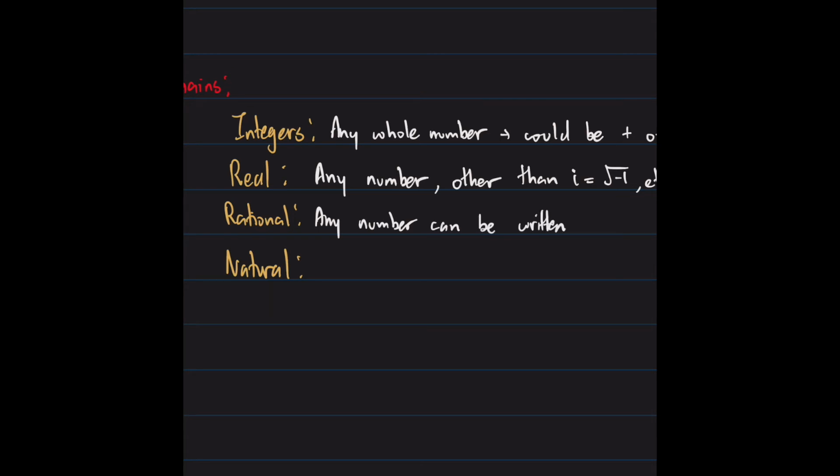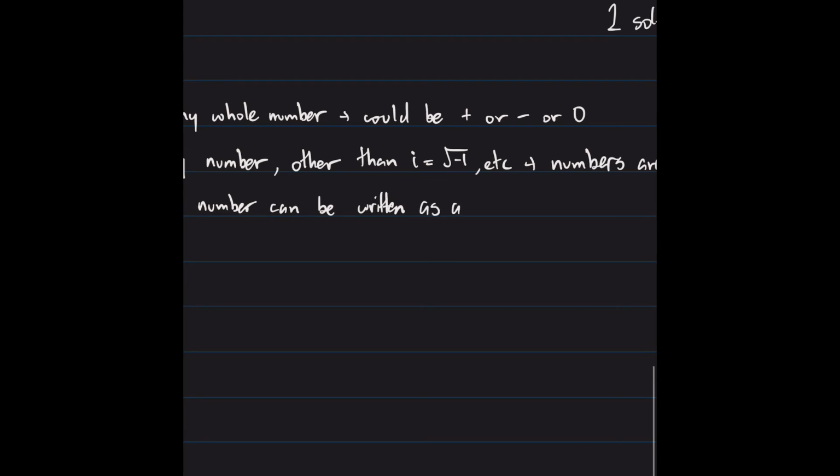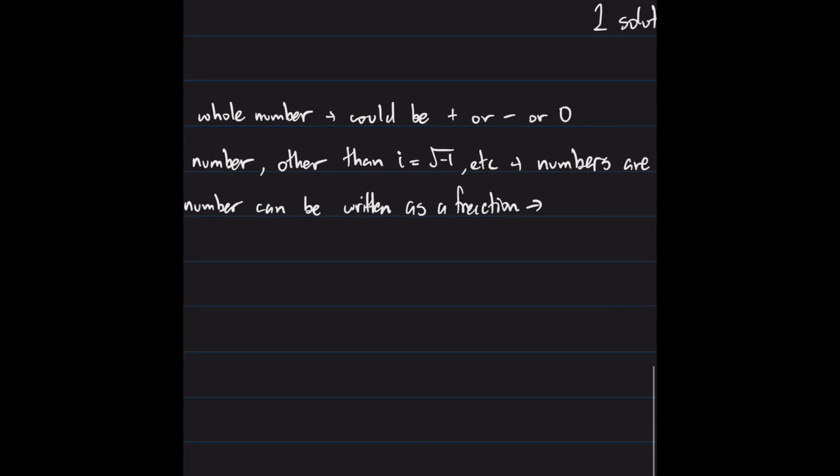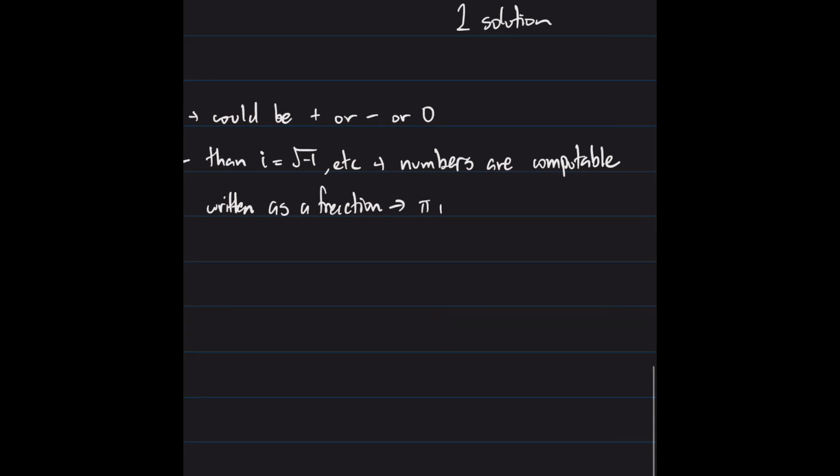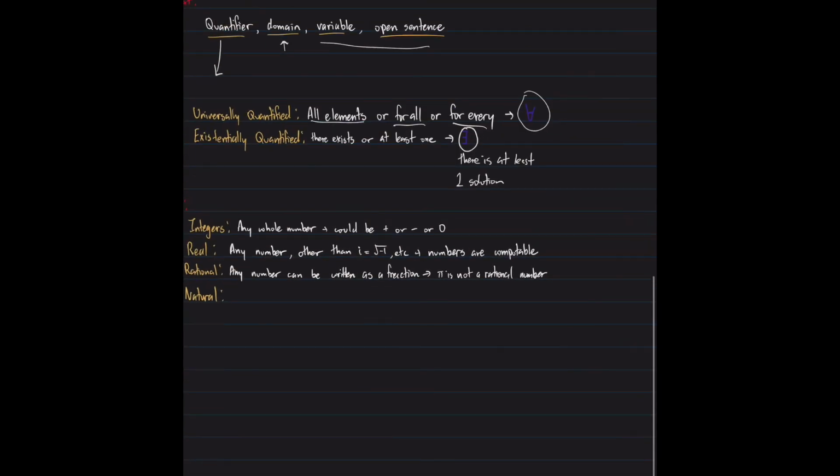Right? Now, what would not be? So pi is not a rational number, because pi cannot be represented as a fraction.